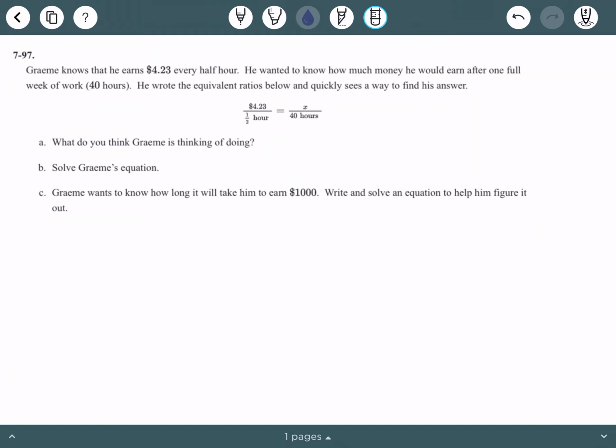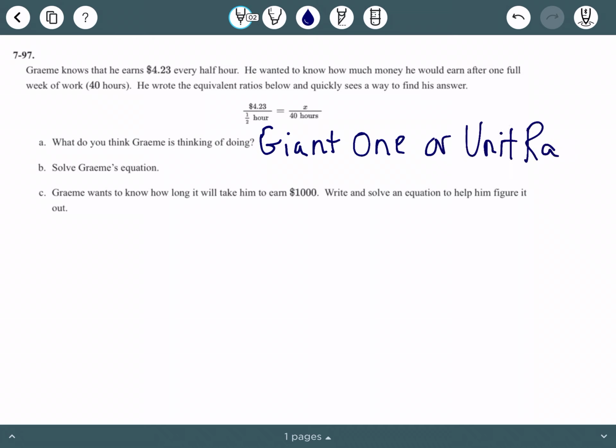Well, I think that he is either thinking of doing a giant one, or finding the unit rate. You could definitely make a table or a graph that would get us to the answer, but it wouldn't necessarily be the quickest or most efficient. So part B says to solve Graham's equation.